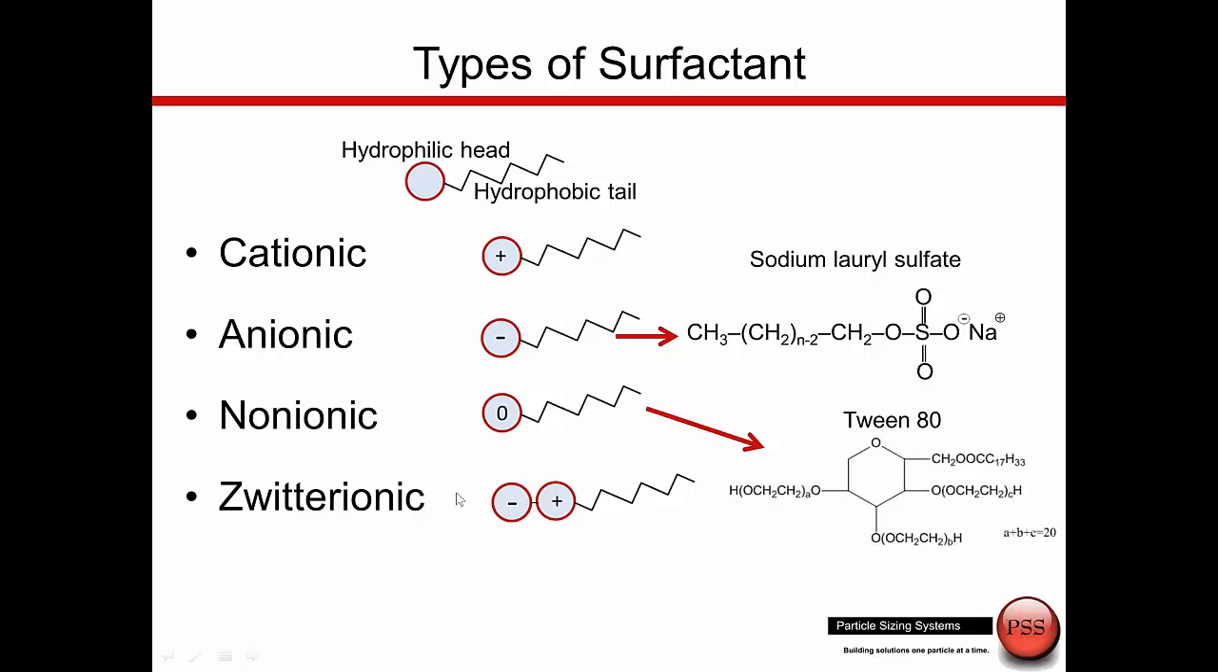In zwitterionic surfactants, this is often used in the food and the pharmaceutical industry. And a common example of this would be lecithin, which is used for all kinds of products, especially in the food industry.